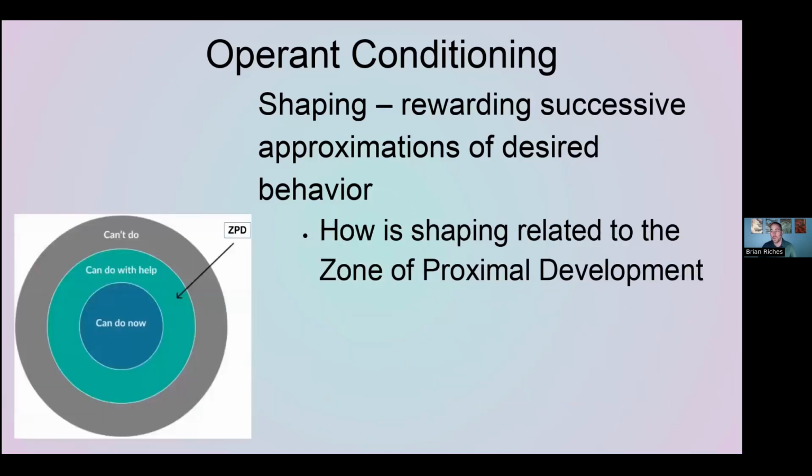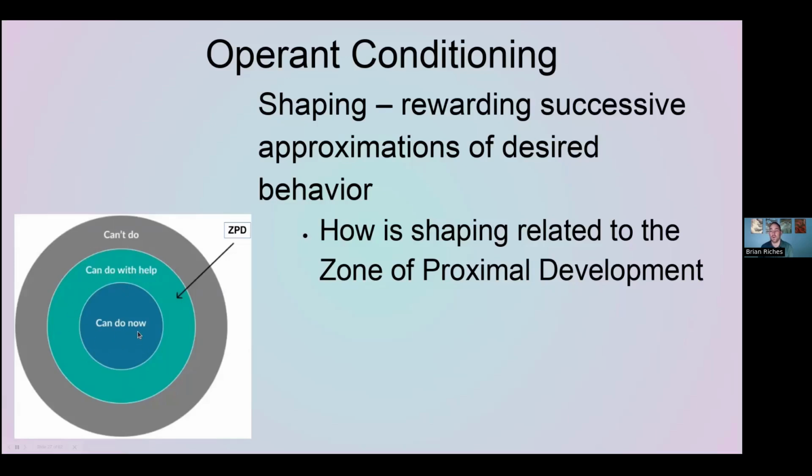So with this, hopefully you can see that this is very similar. This is the same as the zone of proximal development. So what the dog can't do yet is laundry, but what it can do is pick up clothes. What it can do with help is maybe take the clothes to a specific spot.